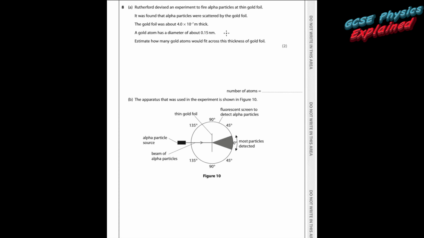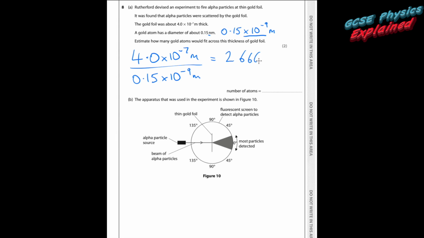So 0.15 nanometres is basically 0.15 times 10 to the minus 9 metres. So we've just ripped out the nano and replaced it with times 10 to the minus 9. That's all you do. Now, how many of these will fit into that? Let's have a look. And that equals 2666.66 recurring. And we'll just round that up to 2,667.